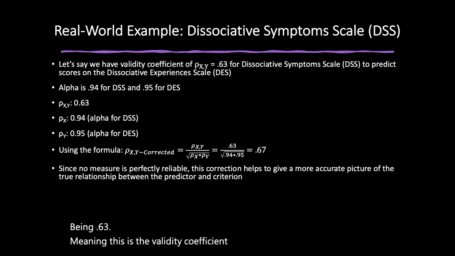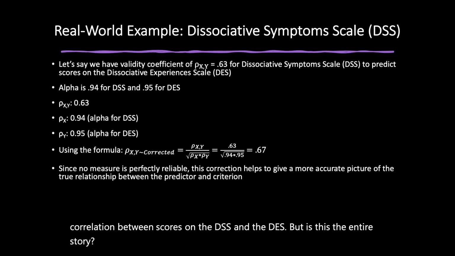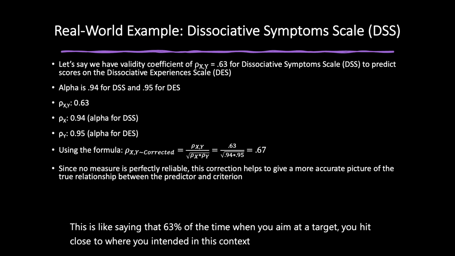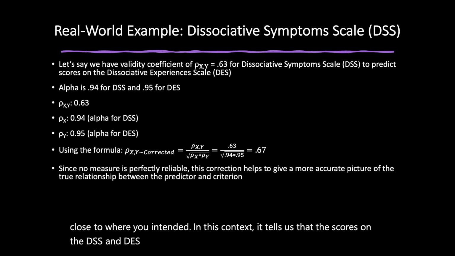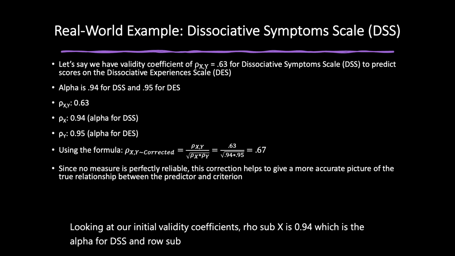This means that there's a substantial correlation between scores on the DSS and the DES. But is this the entire story? This is like saying that 63% of the time, when you aim at a target, you hit close to where you intended. In this context, it tells us that the scores on the DSS and DES are related to each other about 63% of the time. Looking at our initial validity coefficients, rho sub x is 0.94, which is the alpha for DSS, and rho sub y, again, is 0.95, which is the alpha for DES.